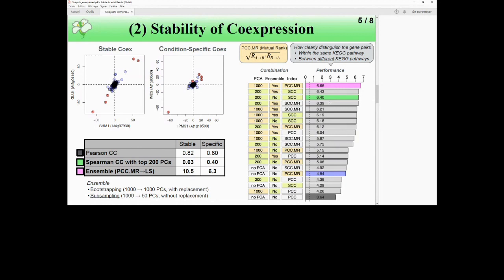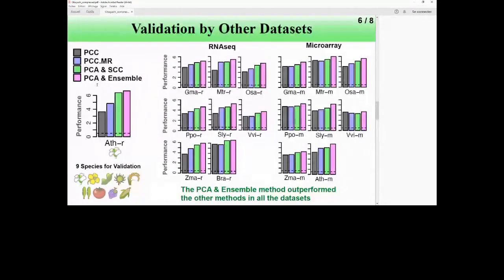And then we evaluated this methodology using other data. I'd like to skip the details, but we checked the superiority of this PCA ensemble calculation using other species, and both RNA-seq data and microarray data. In every case, our proposed new method, combining the PCA and the ensemble, is better than the original methodologies.